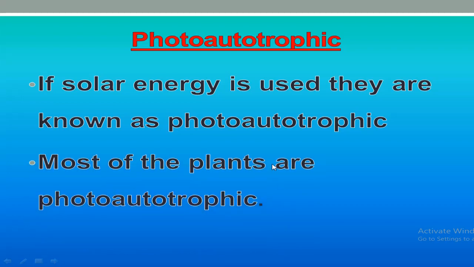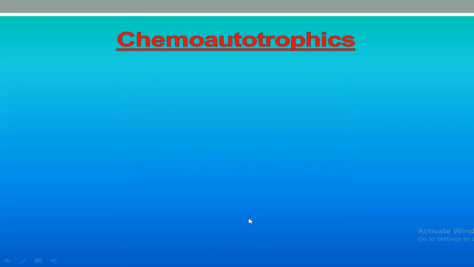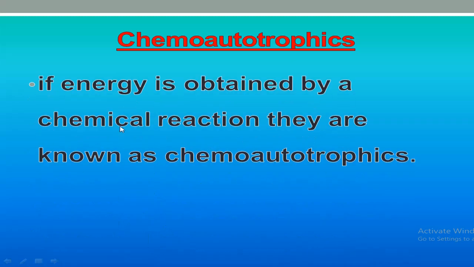Most plants are photoautotrophic. I have given you two examples, plants and algae. Then we will learn about chemoautotrophic organisms. Chemoautotrophic means energy is obtained by a chemical reaction. Some organisms use chemical energy from a chemical reaction to produce their own food. They are known as chemoautotrophic.